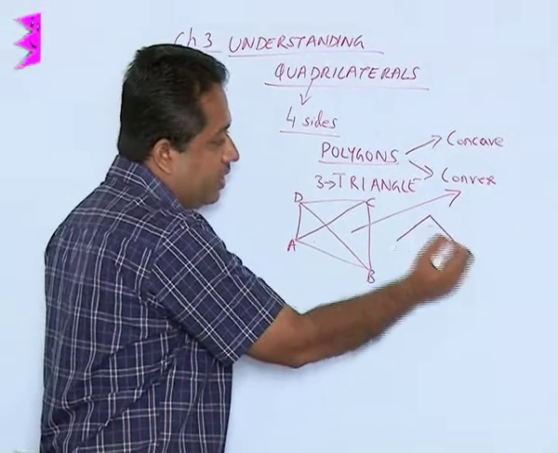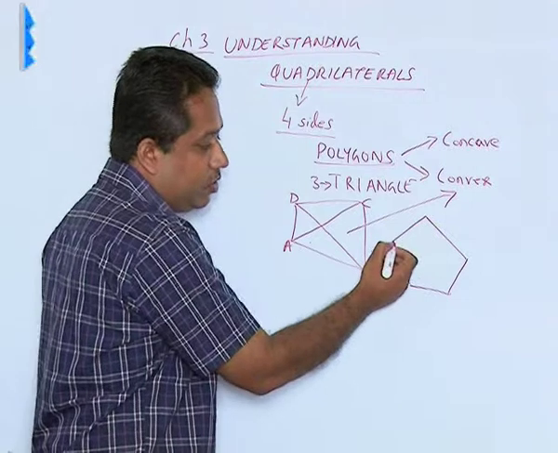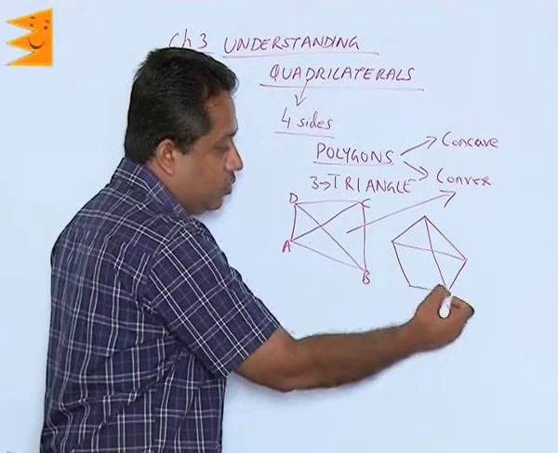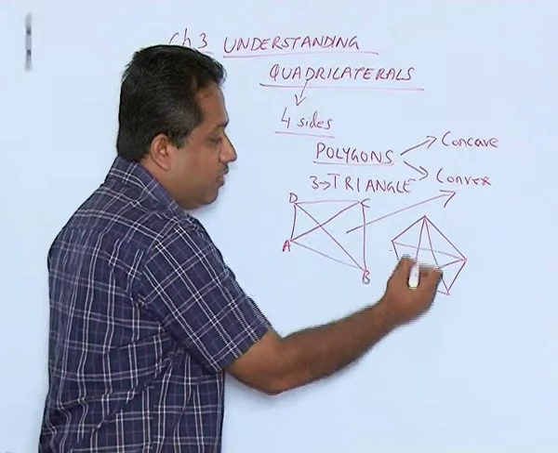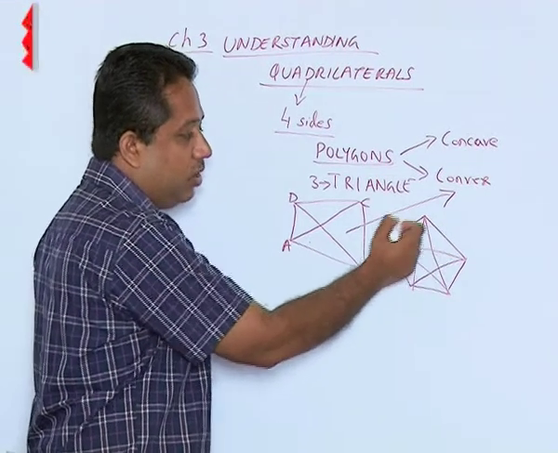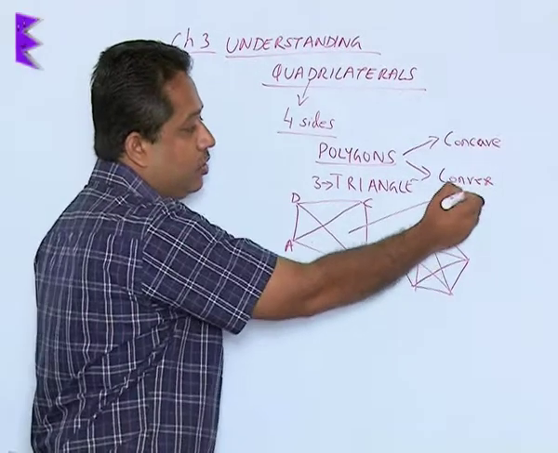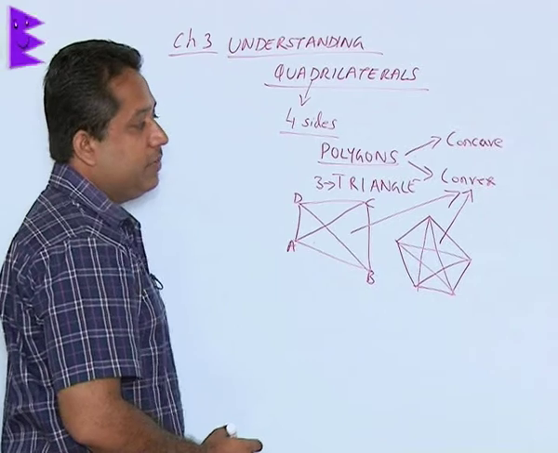Similarly, you can have another figure, let us say this is a pentagon with 5 sides. I am going to draw a diagonal 1, a diagonal 2, another diagonal here. Whatever diagonals I am drawing from one point to the other, I find that all the diagonals are lying within the figure. So, this is also an example of a convex polygon.